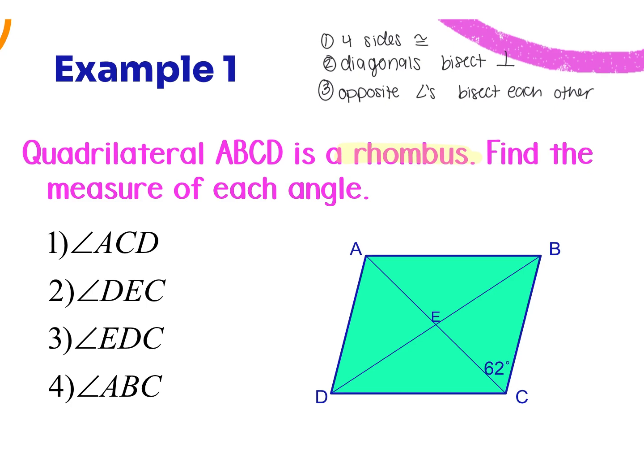I'm going to kind of do these ones in different colors so we know what we're looking at. So angle ACD. Angle ACD is right here. Who could tell me what is the measure of angle ACD? Good. This is also 62. Because remember, your opposite angles bisect each other. So this is also 62 as well as this. So this answer right here is 62 degrees.